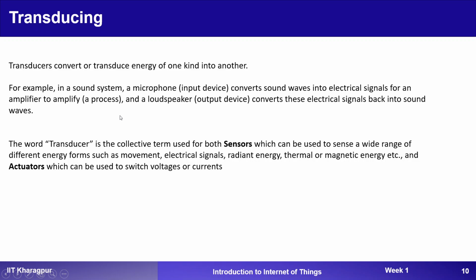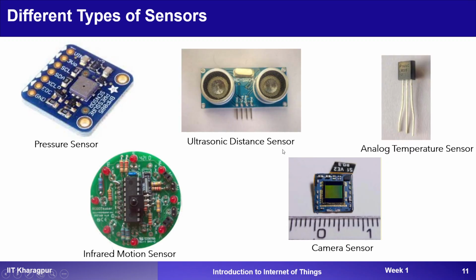Now these are the figures of different types of sensors. For example, your pressure sensor, your ultrasonic distance sensor, analog temperature sensor, camera, this is Raspberry Pi camera sensor, infrared motion sensor. So these different types of sensors can be used in different applications according to your need.